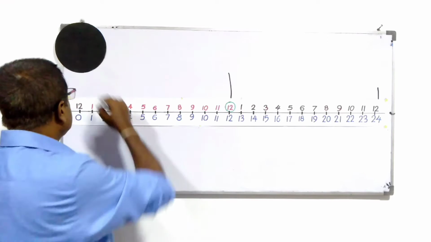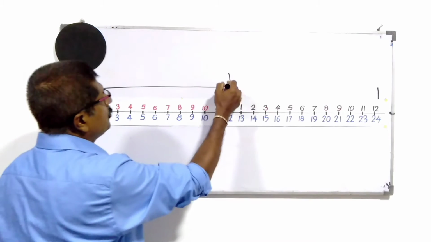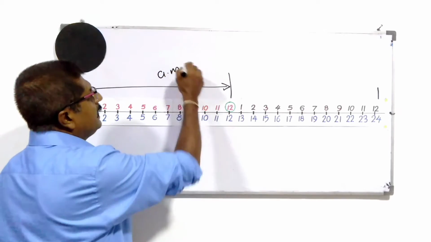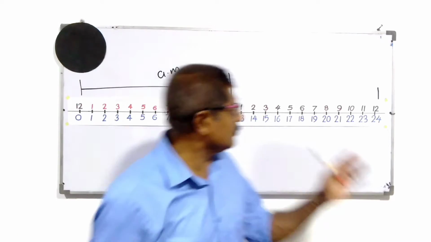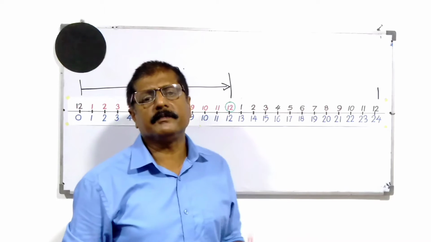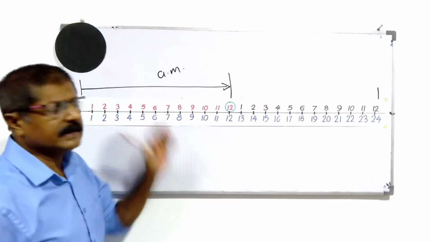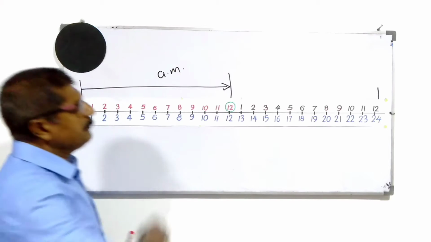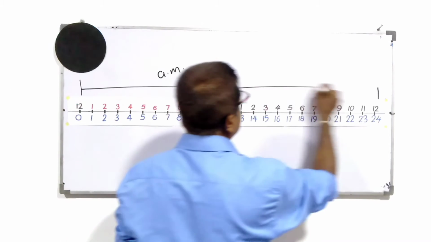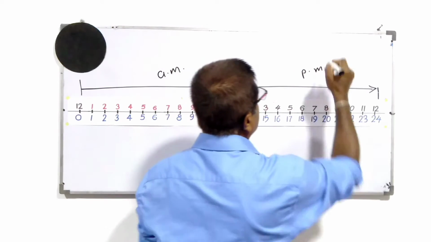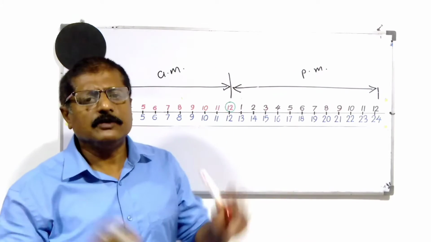So the time from midnight to noon is called AM. What is M? It stands for meridian, the middle. Anti-meridian, that is before noon. And post-meridian, that is called PM, after 12 noon.